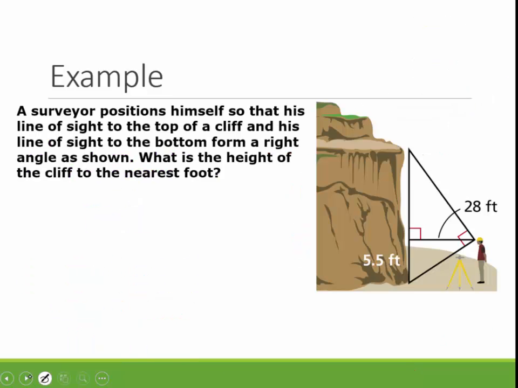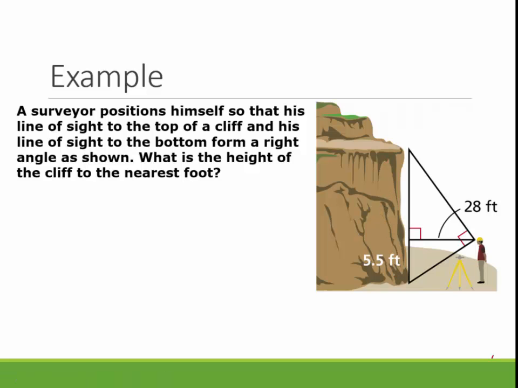So let's do a story problem. A surveyor positions himself so that his line of sight to the top of a cliff and his line of sight to the bottom form a right angle as shown. What is the height of the cliff to the nearest foot? So we're trying to find this whole distance here, this hypotenuse.